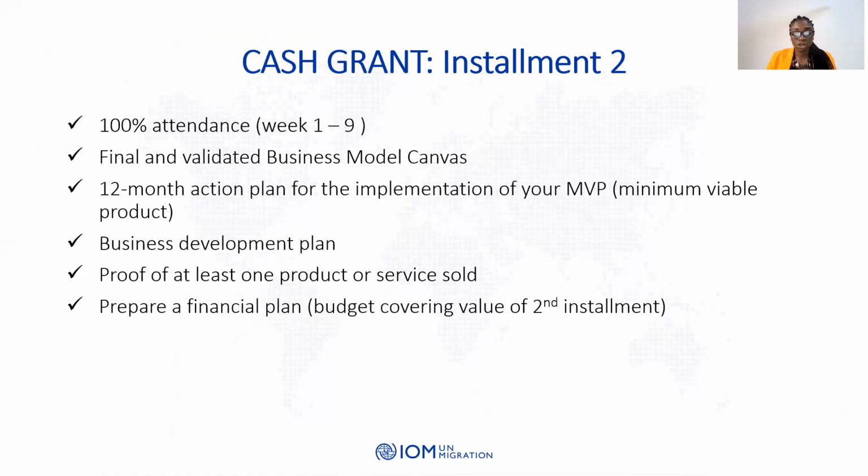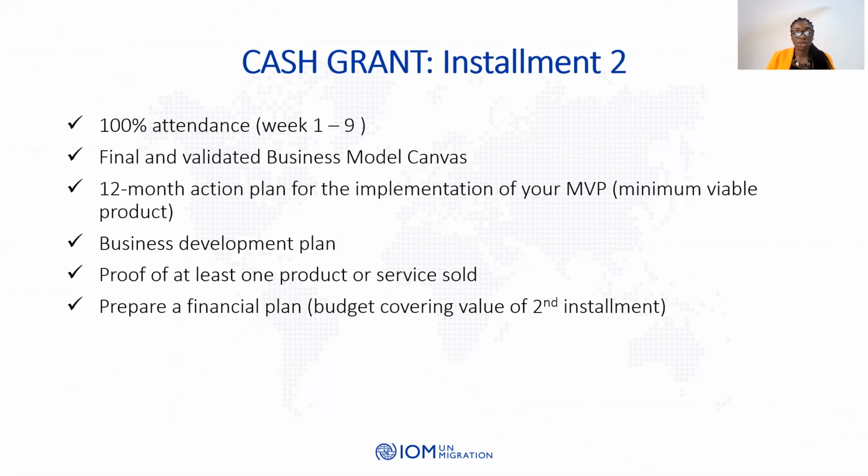For the second installment, similarly, we need 100% attendance from the first week to the 9th week, and of course the 10th week. You also need to have completed at this point your business model canvas. So this should have been completed and validated by your coaches and the partners. But as at week 7, you already have the draft. So by week 10, you're expected to have completed it and have it validated.